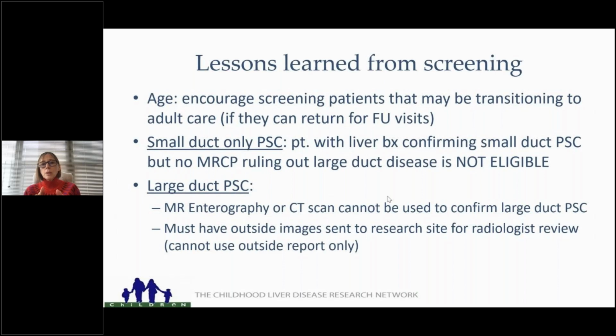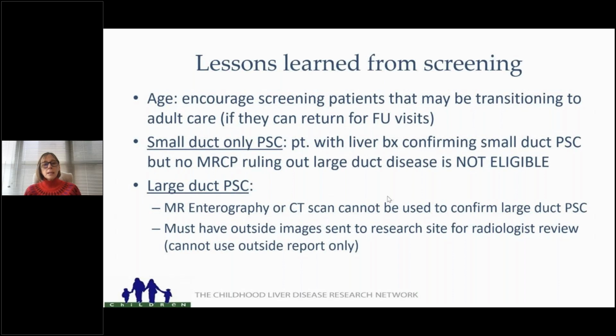Those types of questions can be answered based on the snapshot that we're going to get with these baseline visits. So that's bullet point number 1. And then again, small duct only PSC, you have to have an MRCP that is normal and an abnormal liver biopsy for that diagnosis. Large duct disease, we've gotten some questions in the past year.